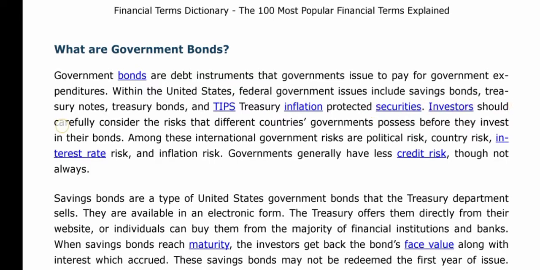Investors should carefully consider the risks that different countries' governments possess before they invest in the bonds. Among these are international governments. The risks are political risk or country risk, interest rate risk, and inflation risk. Governments generally have little credit risk, though not always.